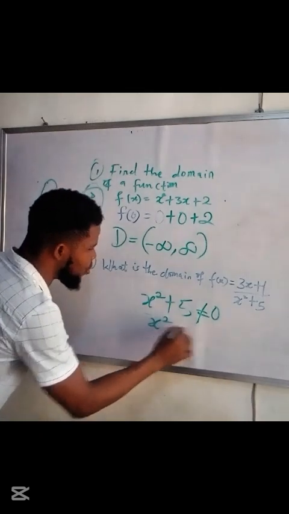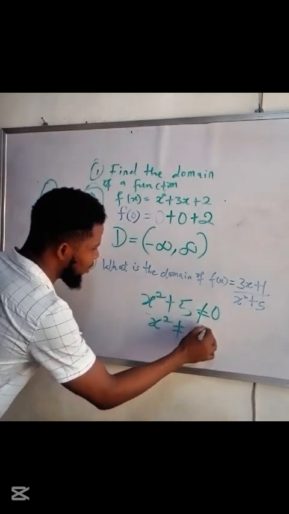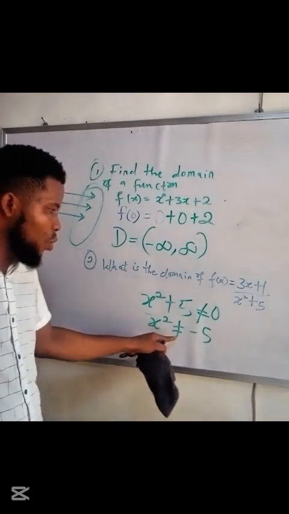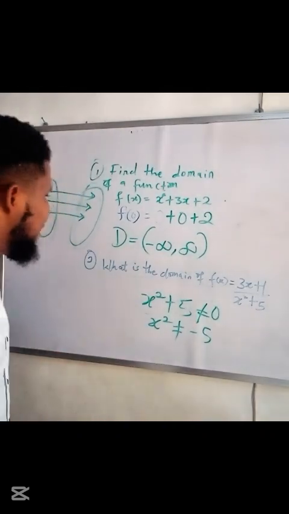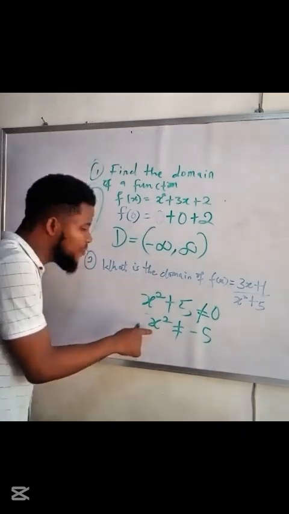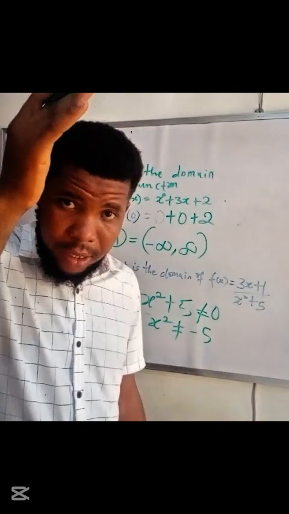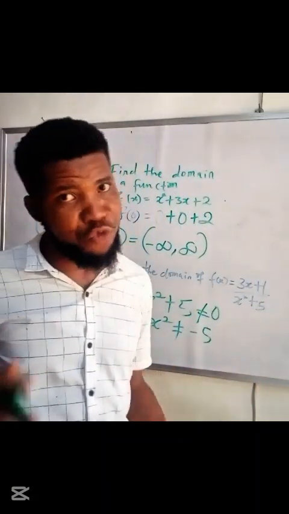If you solve it, you are going to see that s squared plus 5 minus 5, so s squared is not equal to minus 5. Simply, if I put any value for s, if I put minus 1 for s, minus 1 times minus 1 will give me plus 1.